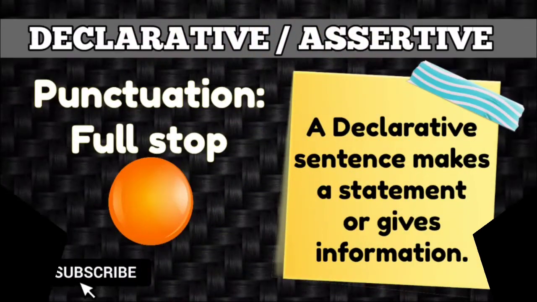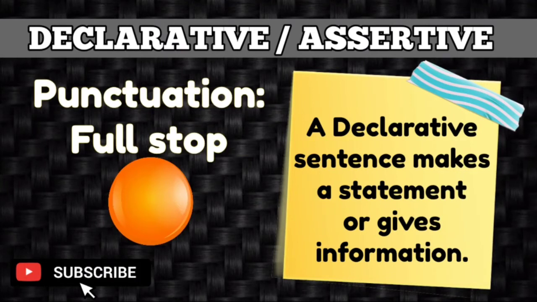Let's first understand what is declarative sentence. A declarative sentence makes a statement or gives information. It is also known as assertive sentence. It is simply a statement that relays information. It includes subject, verb and object. The punctuation mark that is used at the end of these sentences is full stop.